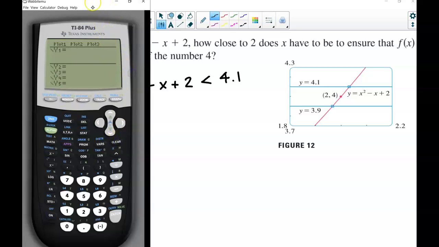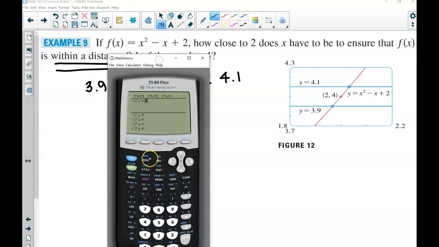Okay, so we're going to put in the function x squared minus x plus 2. And then we're going to create our lines. So we have y is equal to 4.1. That's our horizontal line above that point. And then the horizontal line below that is 3.9. And then we also want to create a window so that we can see what's happening, because if we graph this right now, we don't get that clear of a picture.